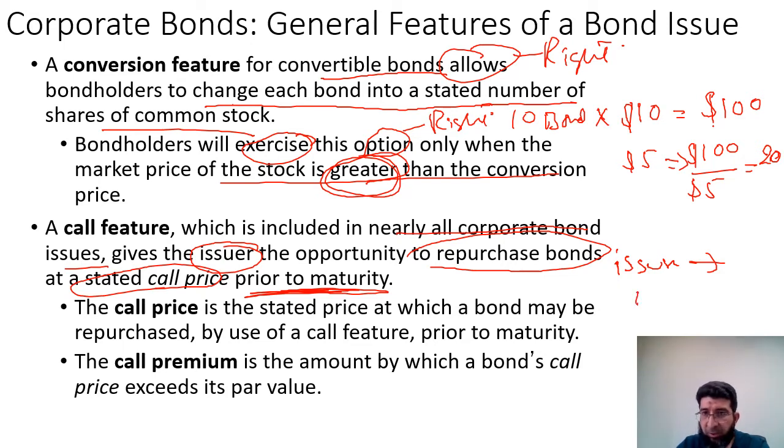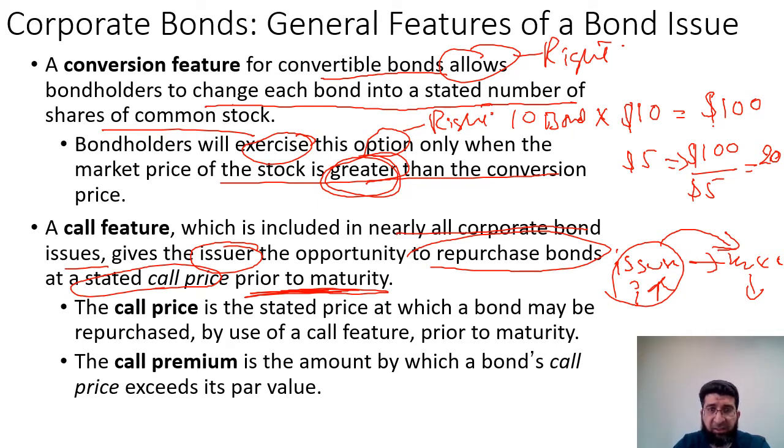So the issuer is offering a higher interest rate while the market is offering low interest rates. So what the issuer will do is buy back the bonds and resell the bonds at a lower interest rate. This will reduce their cost of funds.